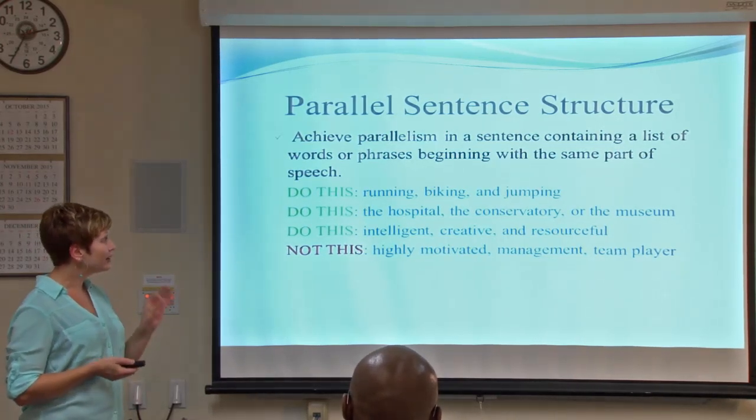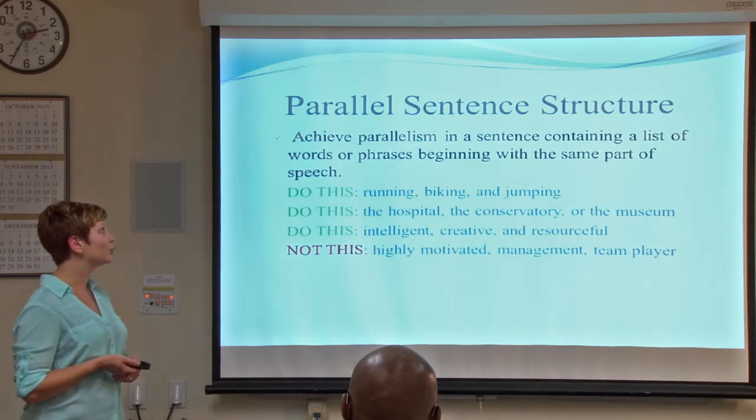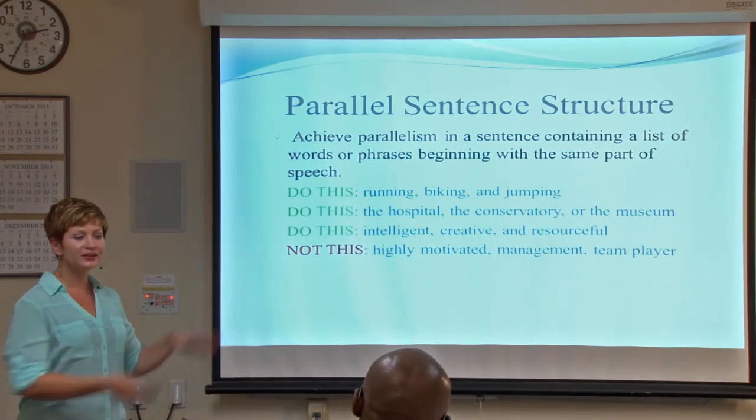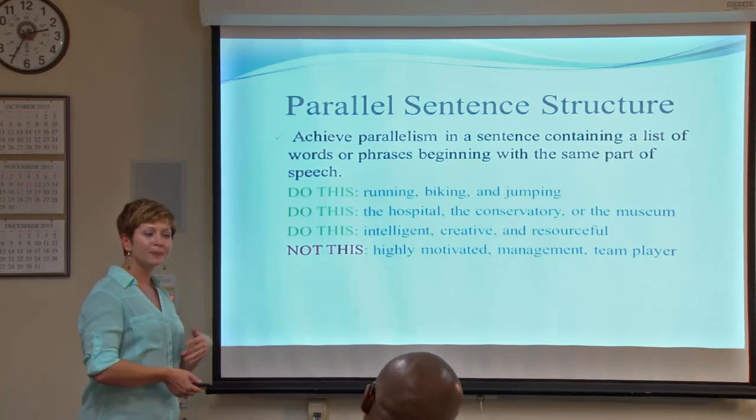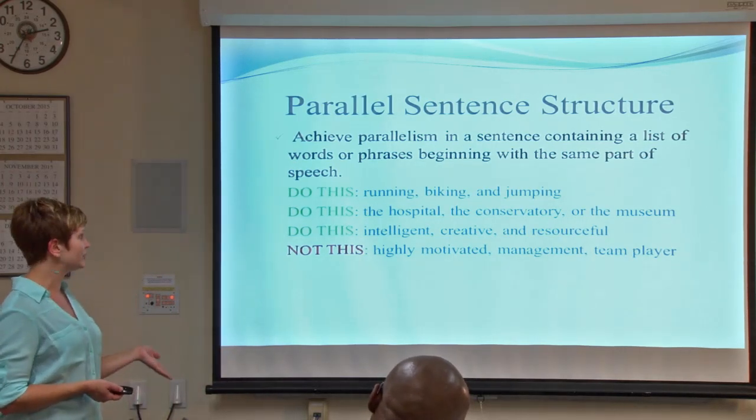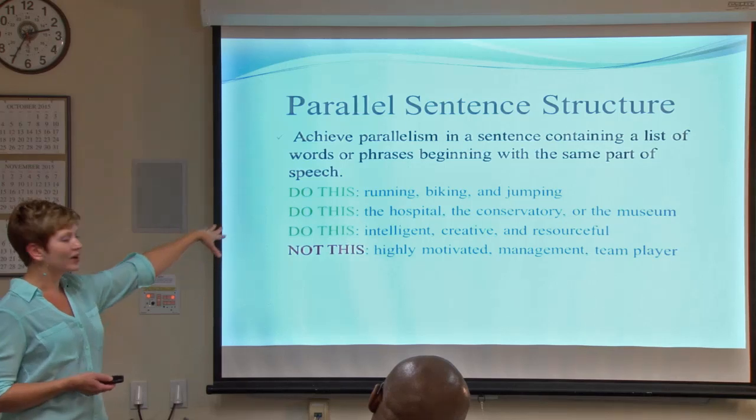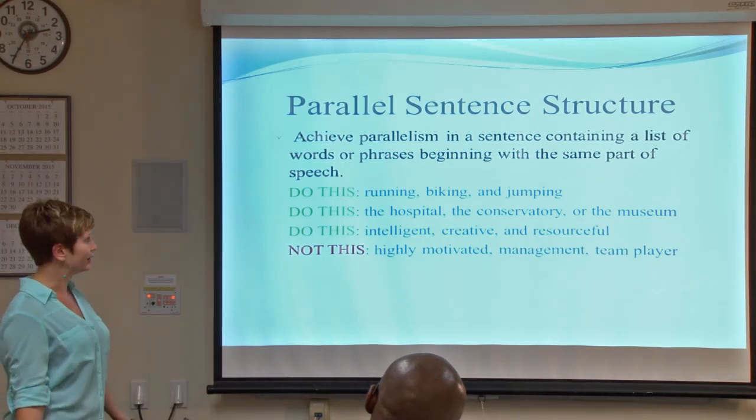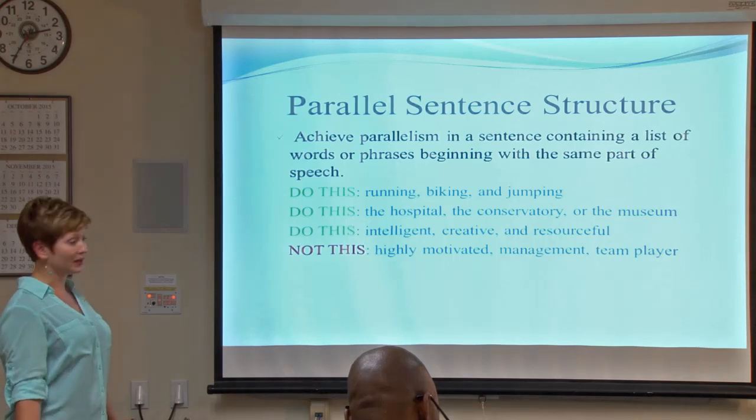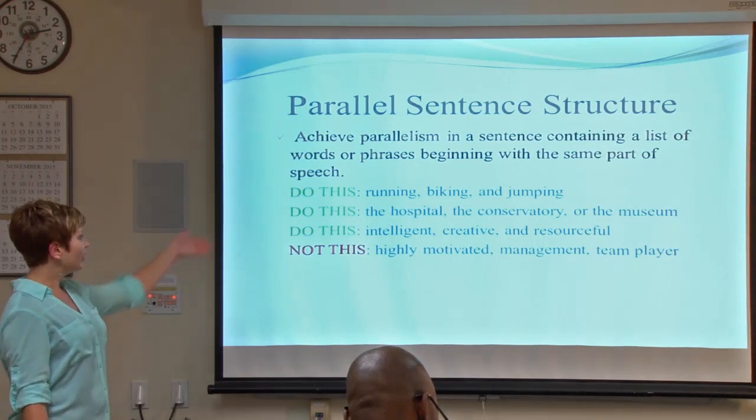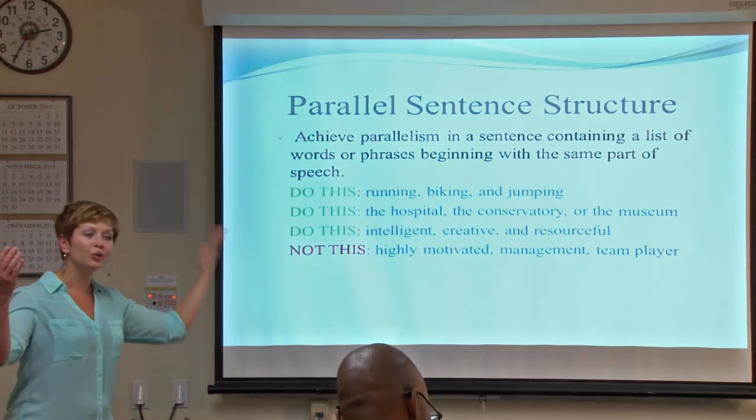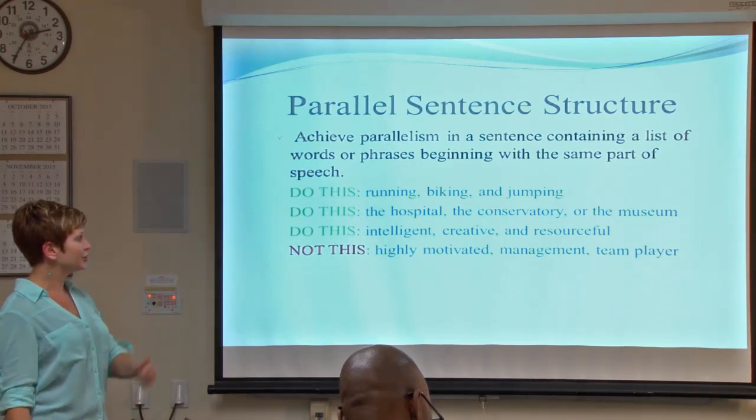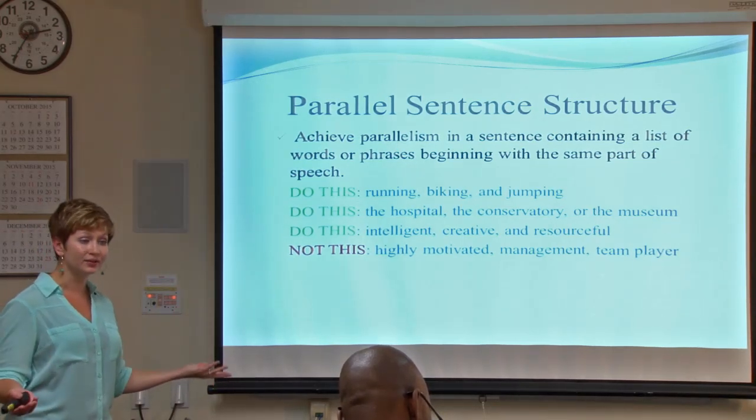Achieve parallelism in a sentence containing a list of words or phrases beginning with the same part of speech. Now, these aren't sentences, they're just lists, but it kind of gives you an idea of what you should be doing. In the first list, we have ing verbs, or you might want to call them gerunds if you're using them like nouns. I like running, biking, and jumping. The hospital, the conservatory, or the museum, we're listing things, places. Intelligent, creative, and resourceful. These are all adjectives.